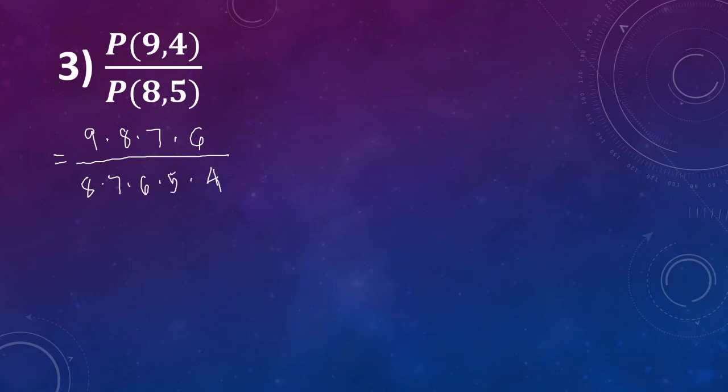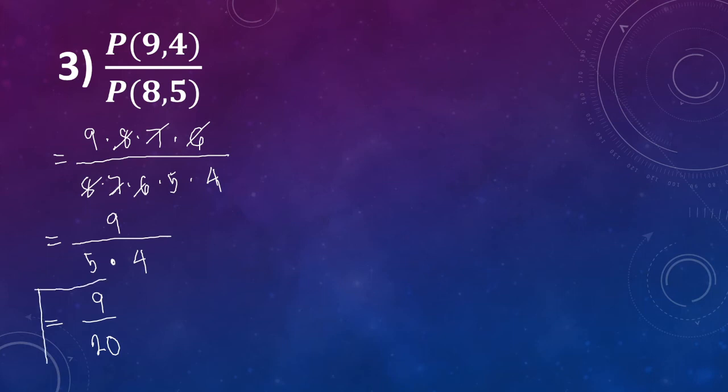So simplify na natin to. So cancel na tong 8, 7, at 6. So ang natira na lang dito sa taas ay 9 over yung natira sa baba ay 5 times 4. Okay, so that is 9 over 5 times 4 is 20. Okay, so wala nang simplified form pa ng 9 over 20. So this is our answer dito sa number 3. 9 over 20. Okay?